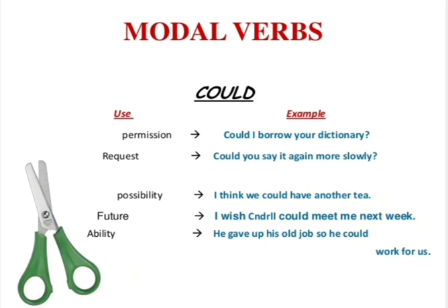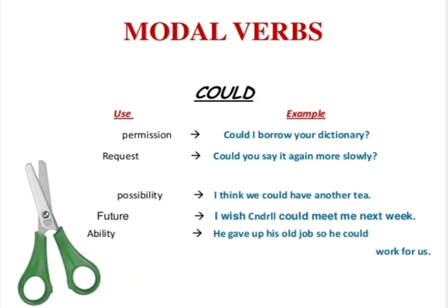Request. Could you say it again more slowly? Now here again it is more polite. So we use could for asking permission, for request, possibility. I think we could have another tea. Also it is the past of can. So we use it as an ability in the past. When we talk about some ability in the past, then also we use could.